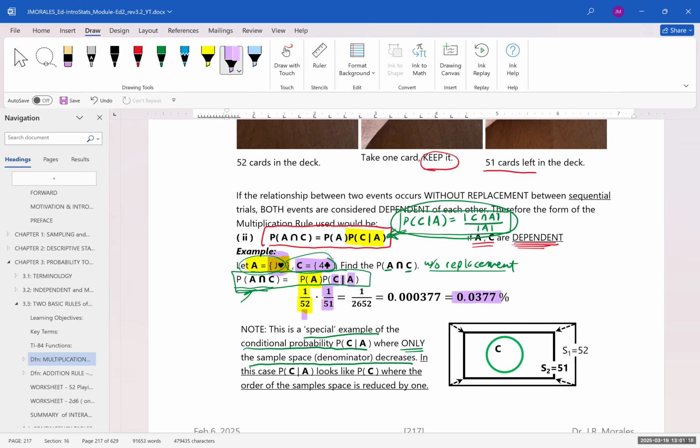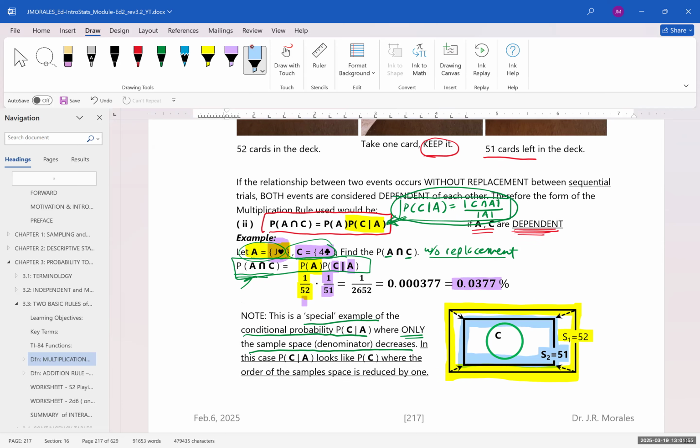So this is a special kind of dependent events occurring. And the way that I think about this is that you're starting with an original, larger sample space of 52 cards, and that ends up shrinking down to a smaller sample space of 51 cards. And that's because of the effect that the first event has on the one that follows it. The first event being taking a card and holding it without replacement.